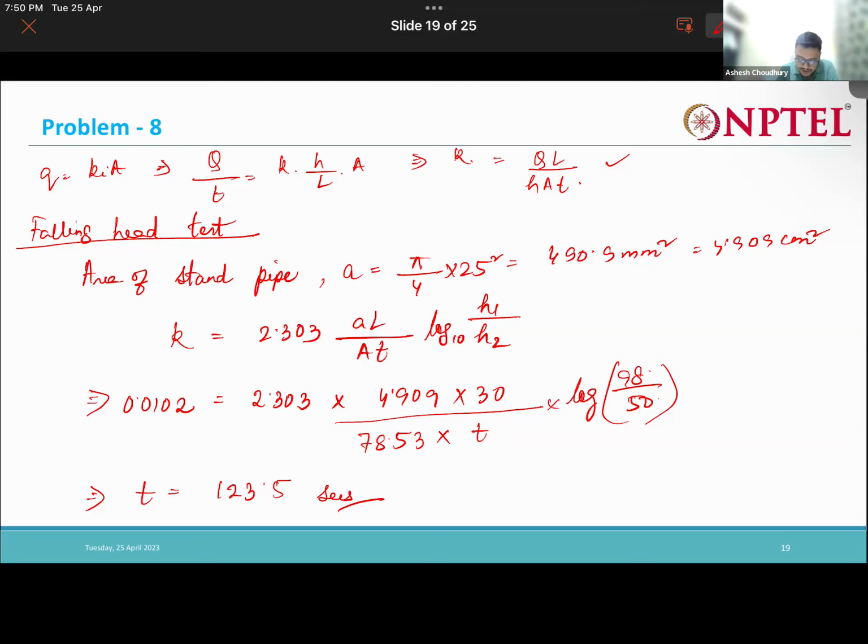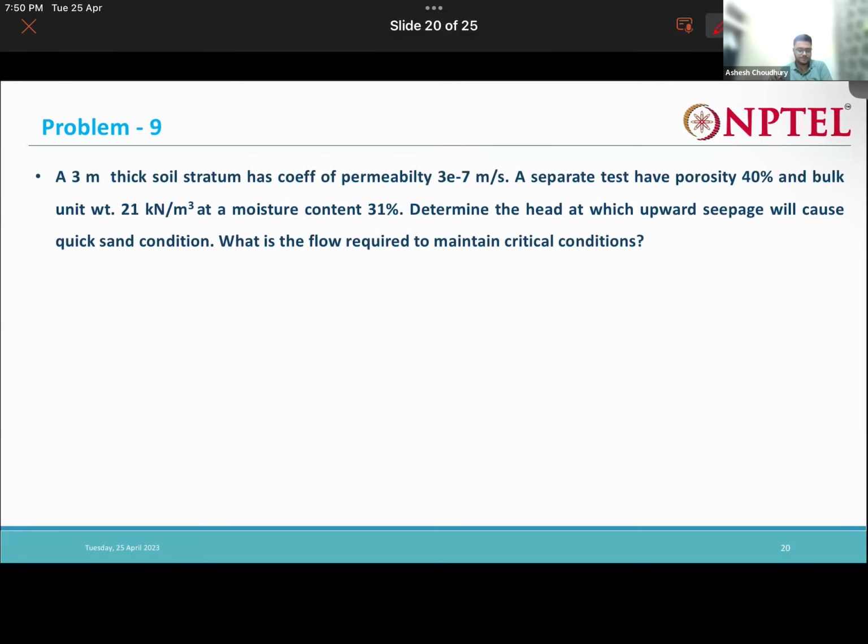Okay, now for the same CPA chapter, let's solve one problem. A 3-meter thick soil stratum has a coefficient of permeability of 3 × 10^-7 meter per second. A separate test has porosity 40% and bulk unit weight 21 kilonewton per meter cube at a moisture content of 30%. Determine the head at which upward seepage will cause quicksand conditions. What is the flow required to maintain critical condition?